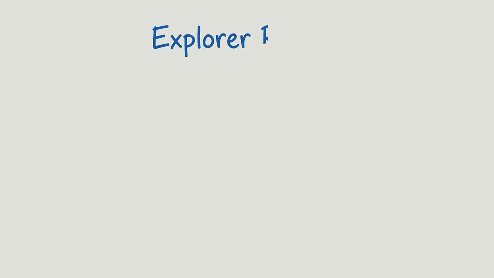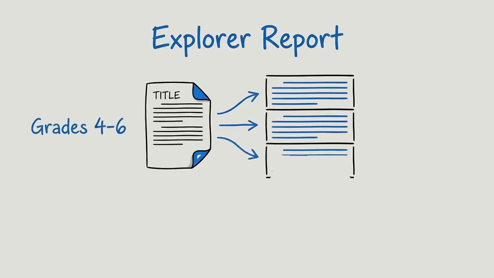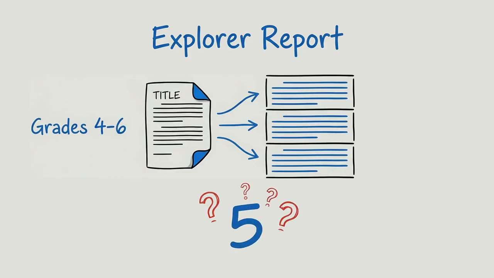Writing an explorer report is really about organizing history into clear sections. For grades 4 through 6, that structure matters because students are learning how to turn research into paragraphs. A strong report answers 5 main questions.